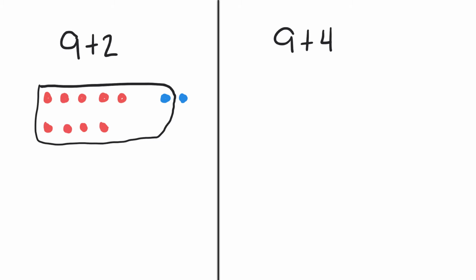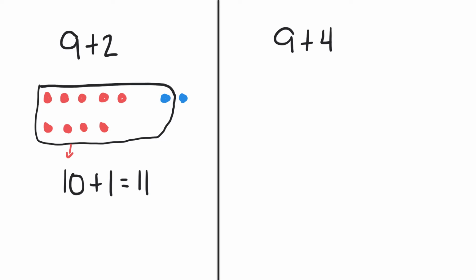So I have my 10 right here. So there's my 10. Let's plug it in here. So now I have 10 plus my 1 dot that's left over on the outside, plus 1. And that's pretty straightforward for me. 10 plus 1, 11.